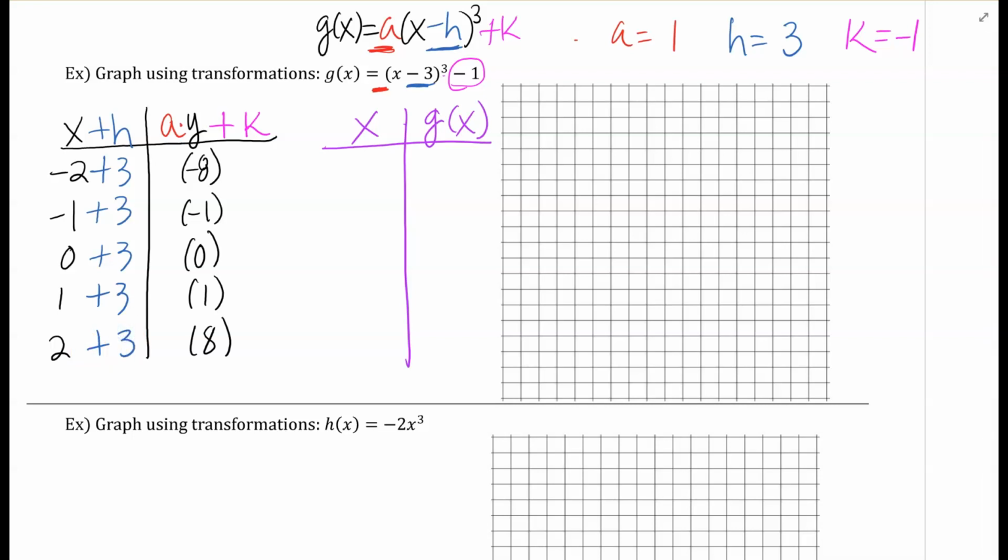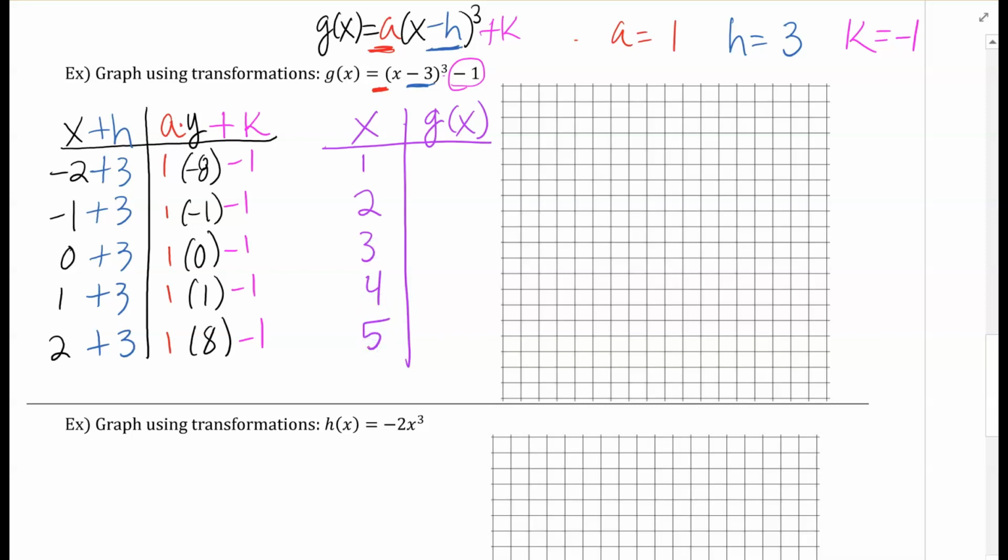And then for my y's, I'm going to multiply by a, which is 1, and then I'm going to add k, which is -1. Okay, and then you can calculate these using mental math. So -2 plus 3 is going to give you 1. -1 plus 3 is going to give you 2. 0 plus 3 is 3, 1 plus 3 is 4, 2 plus 3 is 5.